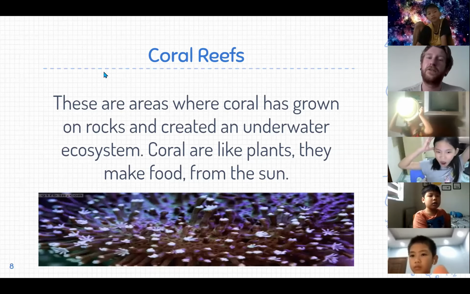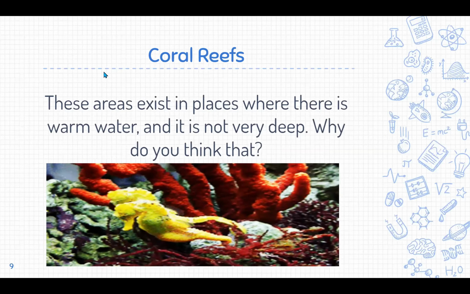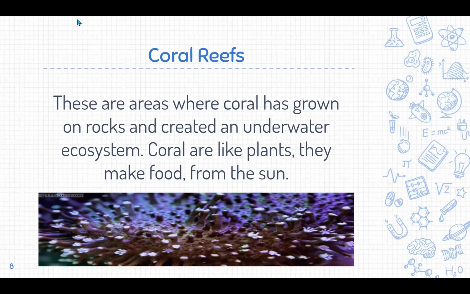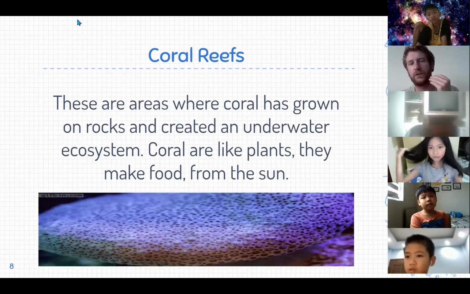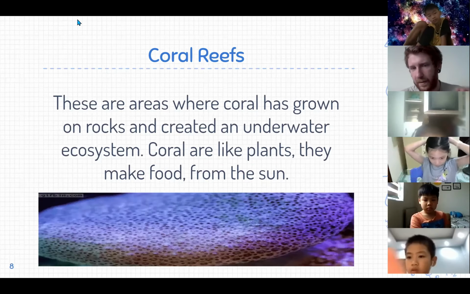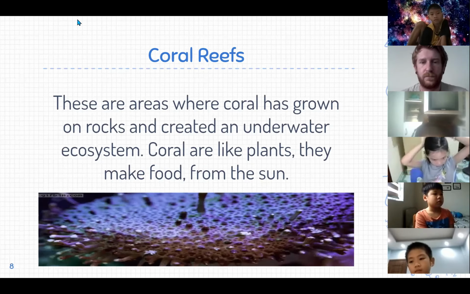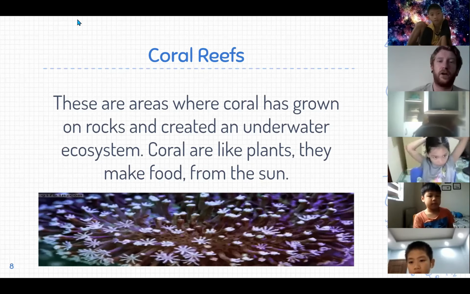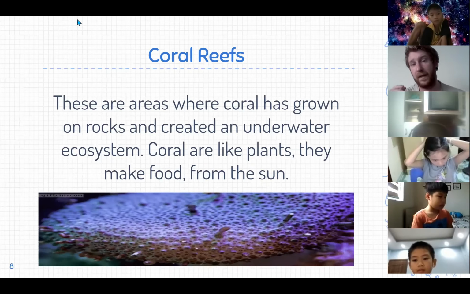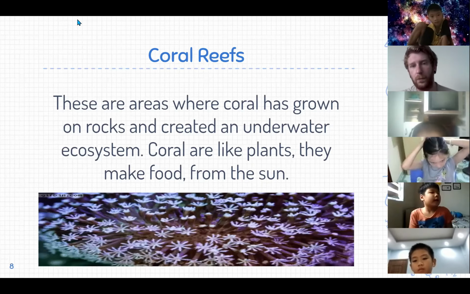So if you were to think about these great areas where coral grow, okay? What do you think are the abiotic factors needed for coral to grow? If it makes food like plants, what does it need? Pro, what do plants need to make food? They make food from the sun. Yeah, so coral reefs need sunlight. They need to be able to make food from the sun. So they need to be in places where there's lots of sunlight. They also need to be in places that are warm as well.